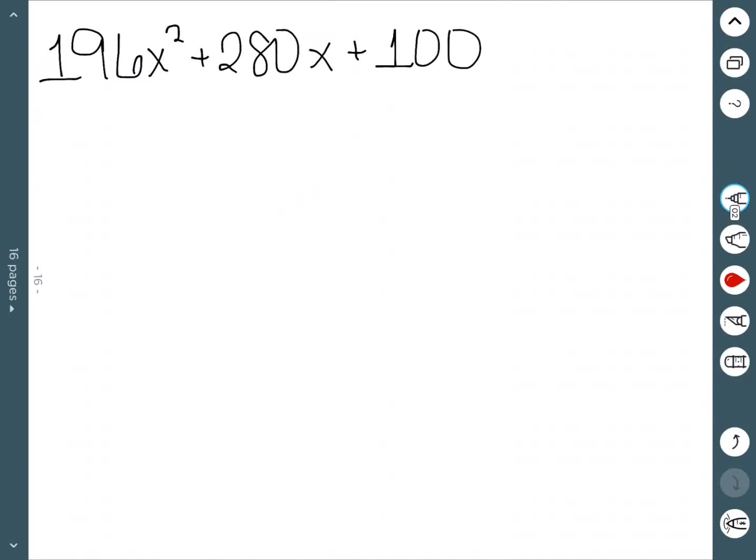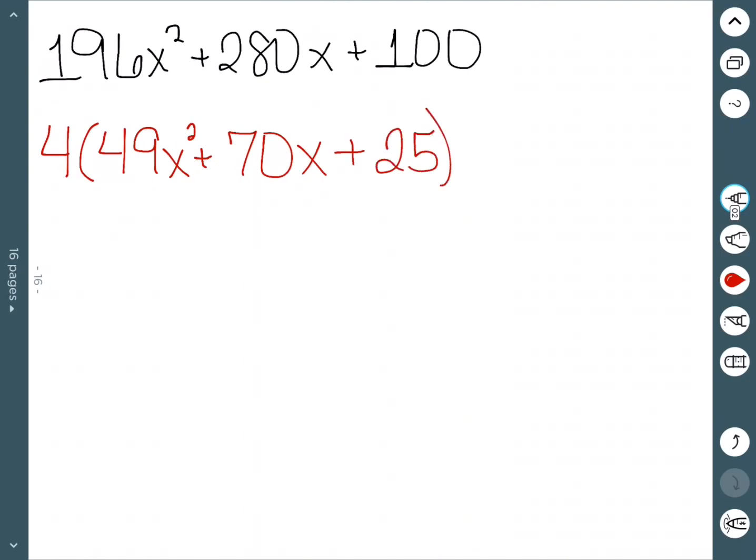We now want to factor this. Once again, we start by figuring out what they have in common. And in this case, it's a 4. When I remove the 4, I'm left with 49x squared plus 70x plus 25.